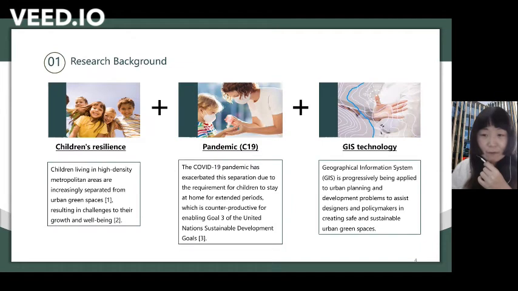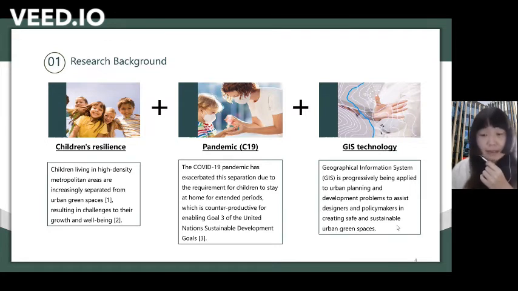The research background involves three major streams: children's resilience, pandemic, and GIS technology. Children living in high-density metro areas are increasingly separated from urban green spaces, resulting in challenges to their growth and well-being, especially their resilience. COVID-19 has aggravated this separation due to the requirement for children to stay at home for extended periods, which is counterproductive for enabling Goal 3 of the United Nations Sustainable Development Goals.